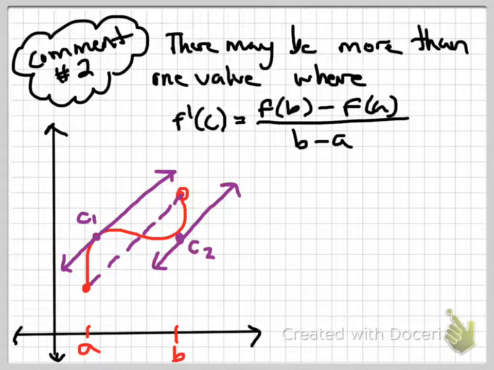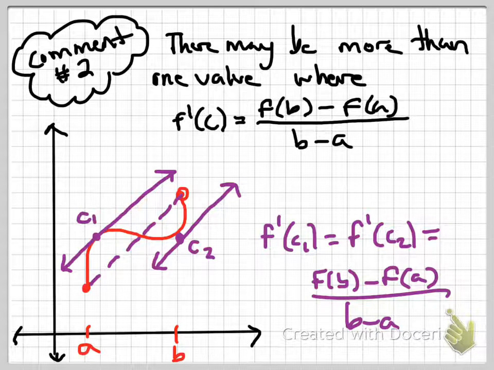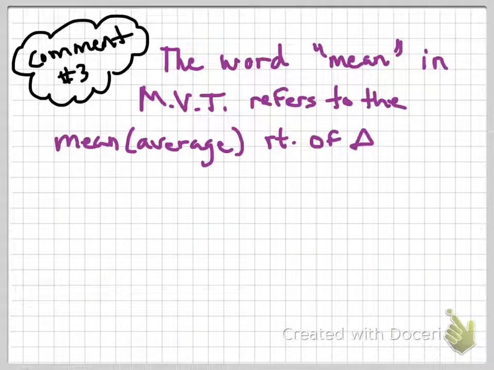And it turns out that if I found the derivative at C1, it has the same slope as the derivative at C2. It has the same derivative as C2. And both of these equal the average rate of change, which is f of b minus f of a all over b minus a. So often you can have more than one point where this is true. So that's comment number 2, that this can happen more than once.